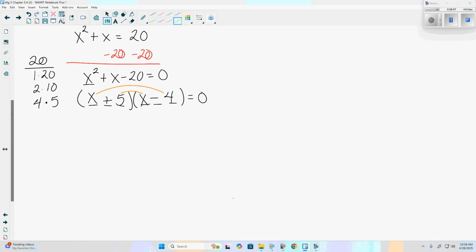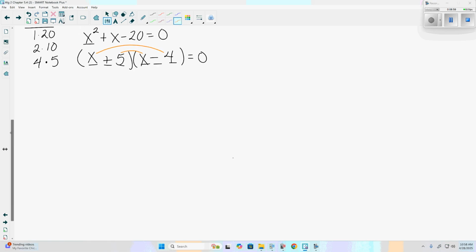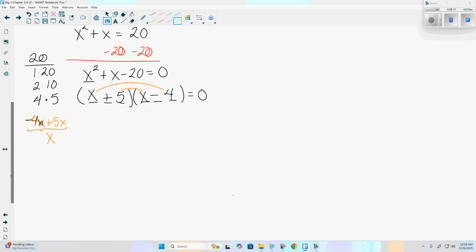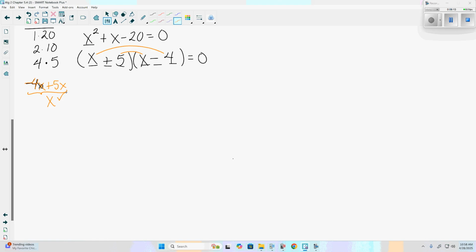If we check this to make sure we factored correctly, x times -4 is -4x. 5 times x is positive 5x. So -4x plus 5x is indeed positive 1x. That is the middle term that we wanted. Now the zero product property: anytime we have two things multiplied together to equal 0, one of these two has to be 0. Either x plus 5 is 0 or x minus 4 is 0.